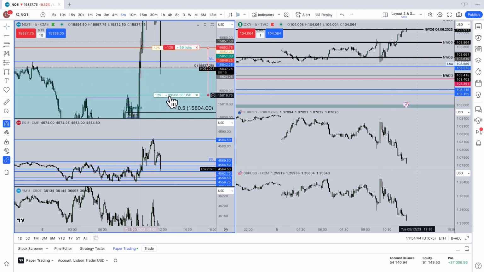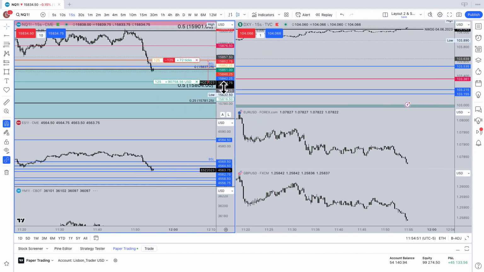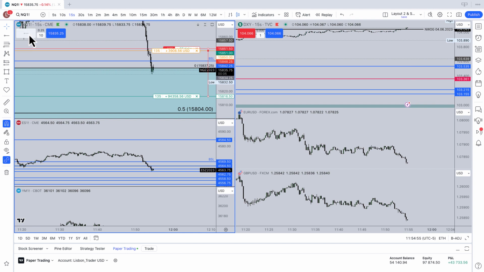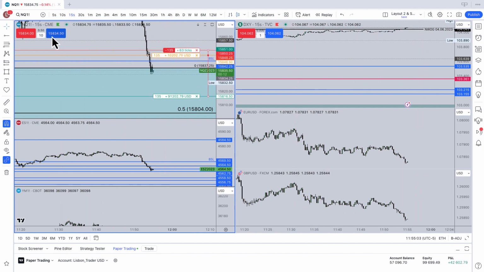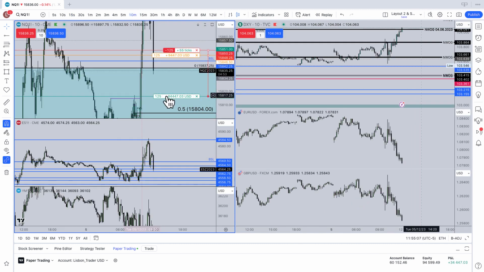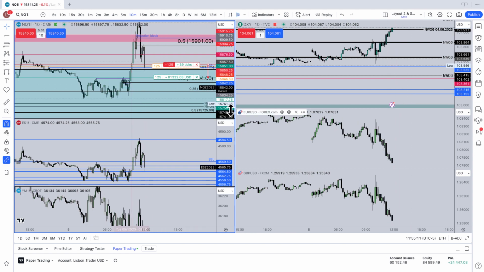So let's see if we can snap 150. So 54, 57k. Start protecting this trade. So waiting for the push lower.